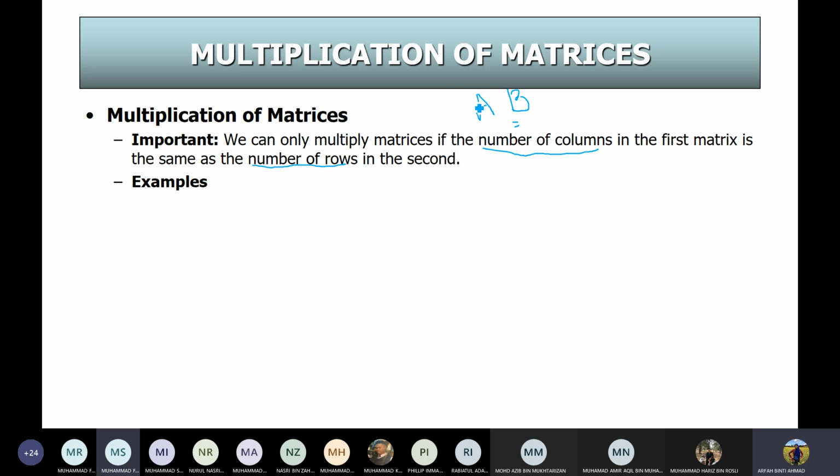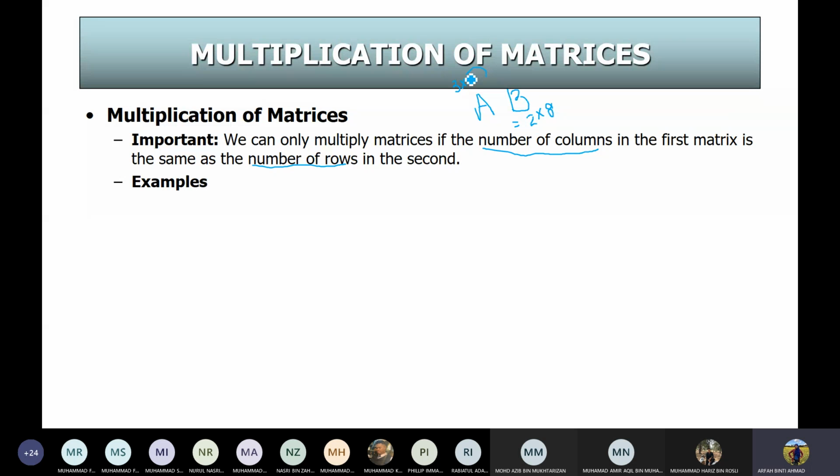So kalau for example matrix A ni order dia adalah 3 kali 2. Satu matrix yang ada 3 baris dan juga 2 kolom. So matrix B mestilah start dengan 2, 2 kali 8 for example.